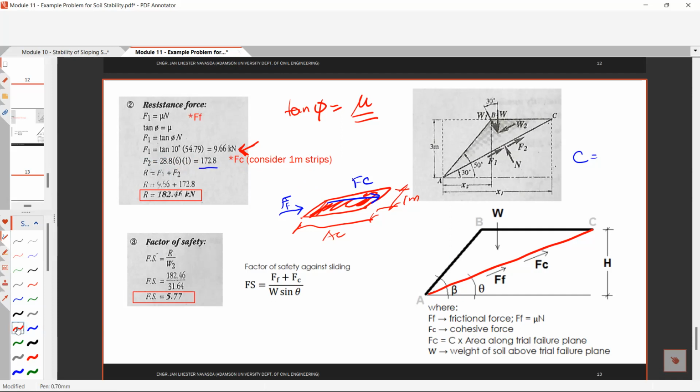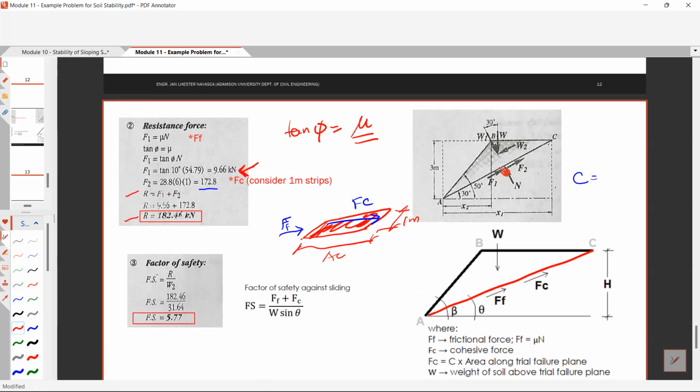Okay, so adding FF and FC, this will be the total resistance force that will resist the sliding force W sine theta. That is equal to 9.66 plus 172.8, which gives you 182.46 kilonewton. Do you have any questions regarding this resistance force?